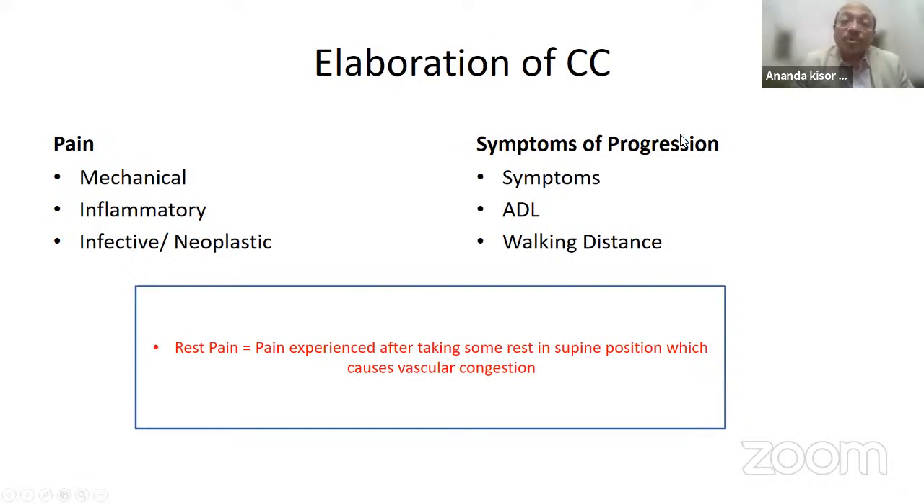And there are symptoms of progression. As I already said, some diseases are progressive, like tuberculosis or malignant disease. So how do we know the disease is progressive? Basically, the symptoms are deteriorating: pain is increasing, the activities of daily living gradually become restricted, or the walking distance is gradually restricted. If these three points are present, that indicates the symptoms are progressive, so the disease is progressive. An example is tuberculosis.